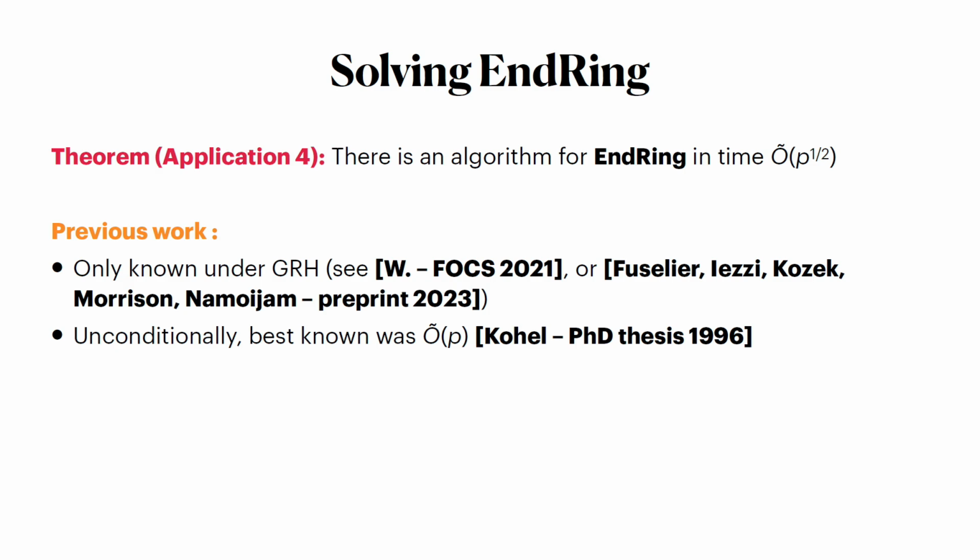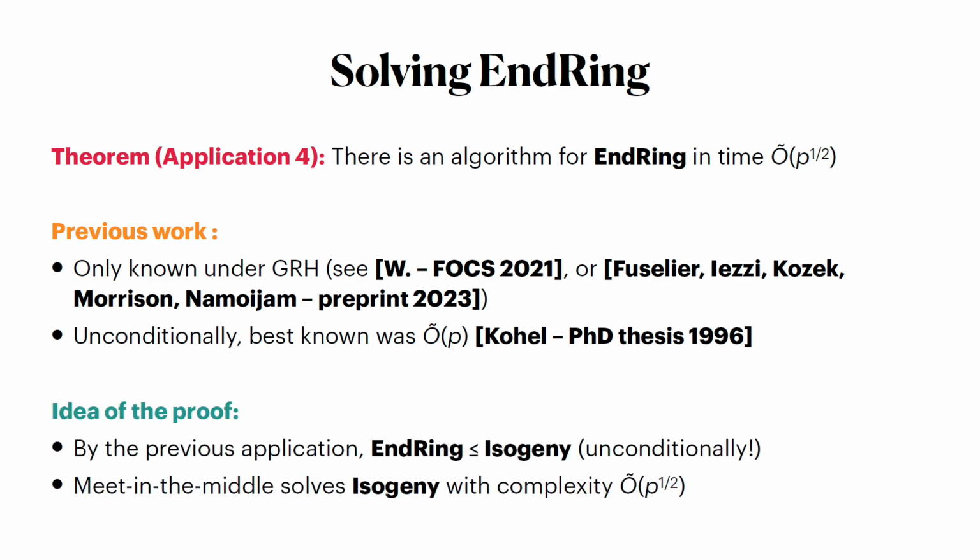The previous best algorithm that did not rely on an unproven assumption only reached linear complexity in P. P here is the characteristic of the finite field we're working with. The idea of the proof is just an application of the previous application. I mentioned in the previous application that now we have a reduction from end ring to isogeny that is unconditional. No need for the Riemann hypothesis. So now, to solve end ring, we just have to solve isogeny. And what's nice is that for isogeny, there's a very simple algorithm. It's just a meet-in-the-middle algorithm that works in time square root of P, and we are done.